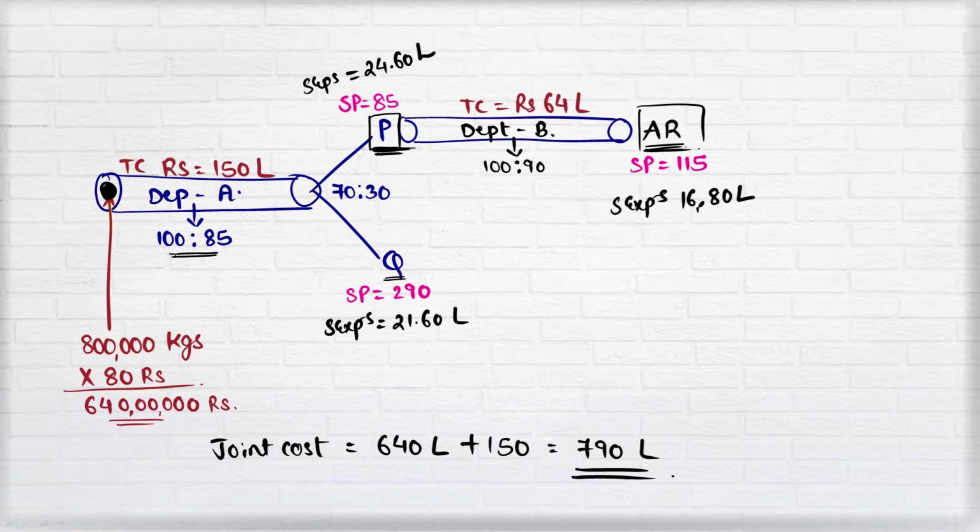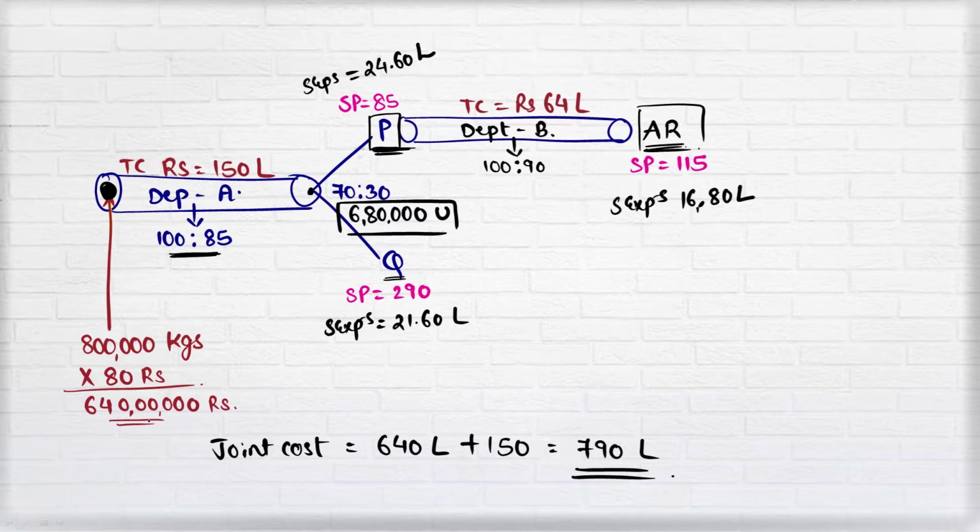What is input output ratio in department A? 100 is to 85. What does it mean? If you input 100 units in department A, only 85 units will come out. So what will be the normal loss? 15%, in department A. So at split off point, total how many units will be manufactured? 8 lakh into 85%. What is the answer? 6 lakh 80,000 total units will be manufactured.